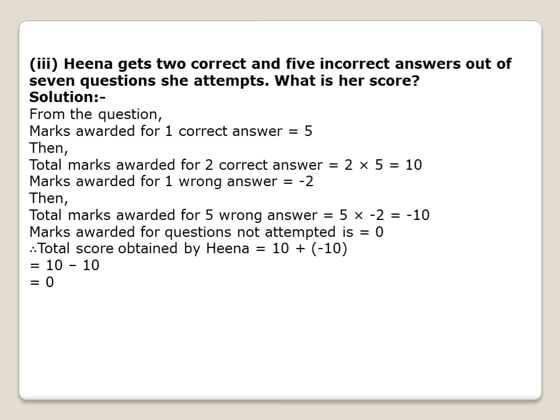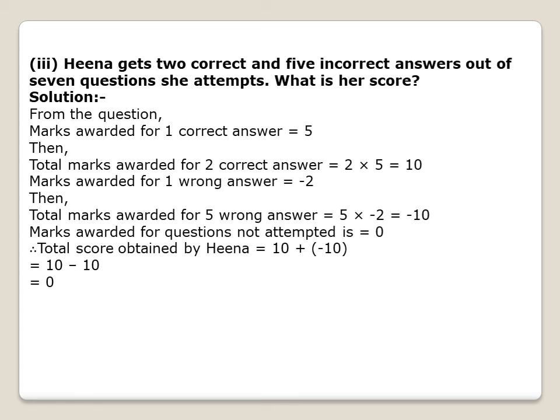Hello girls, now again the third bit of question number 7, we will do about Hina. Hina gets 2 correct and 5 incorrect answers out of 7 questions she attempted. What is her score? Her performance is not so good, so let us see what is her score. Marks awarded for correct answers was 5, the same question we are doing: the correct answer 5 marks and the wrong answer minus 2.